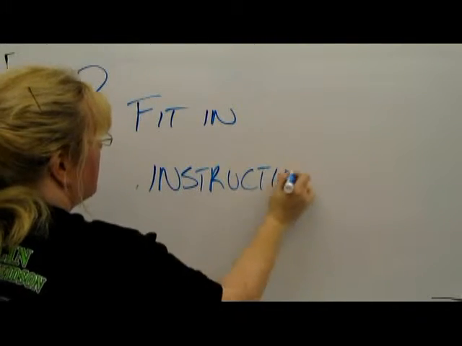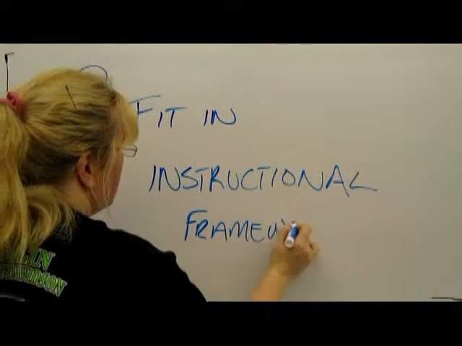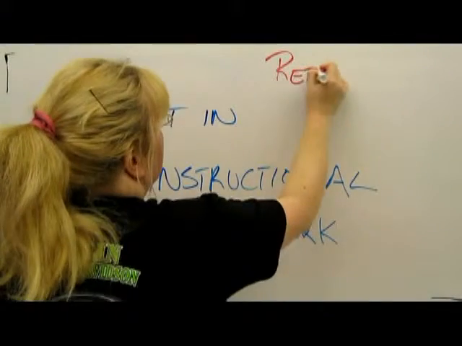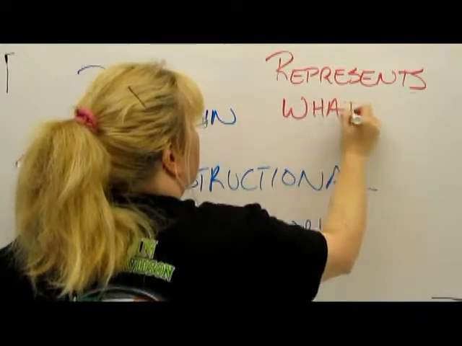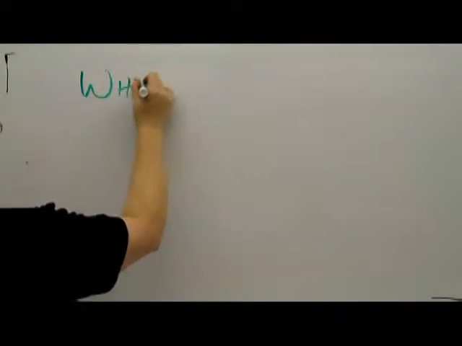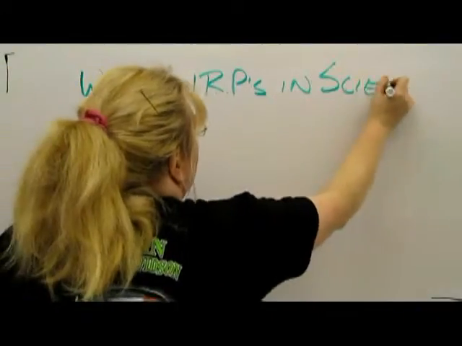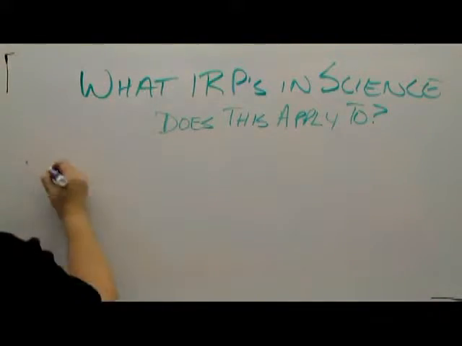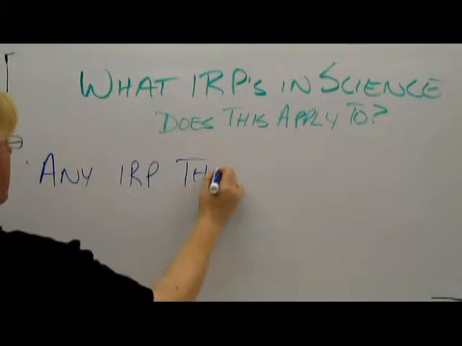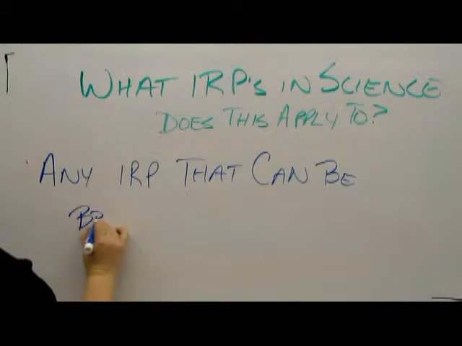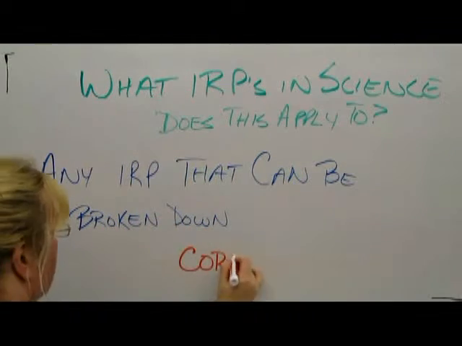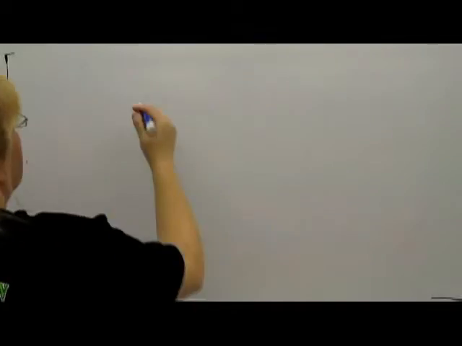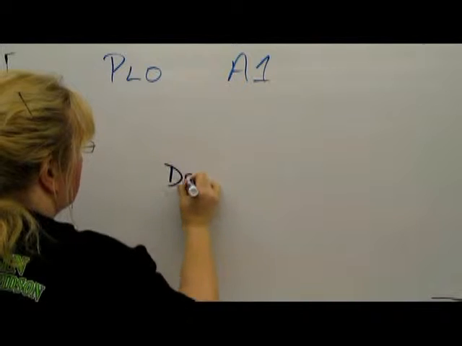So where does this fit within the instructional framework? Well, it's a post-reading or research activity. It really represents what you know. So as a teacher, what IRPs in science does this apply to? Any IRP that can be broken down. Again, going back to the mind mapping, you're thinking about the whole idea of the core concept and then the ideas off of that.